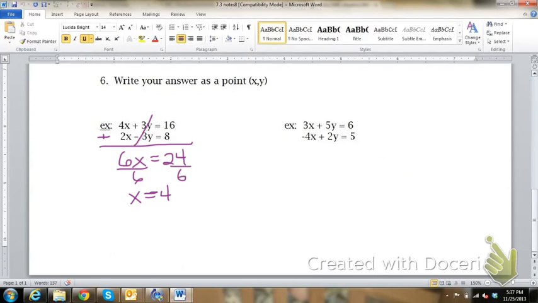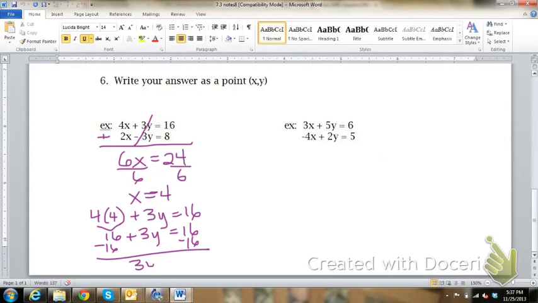Don't forget, I need to go back and find y. So I'll plug it into the first equation. Instead of 4x, I'm going to say 4 times 4 plus 3y equals 16. Well, 4 times 4 is 16. So if I subtract, I get 3y equals 0. Divide by 3, you get y equals 0. It's okay. You get that sometimes. So write your answer as a point. X comes first, and then the 0.